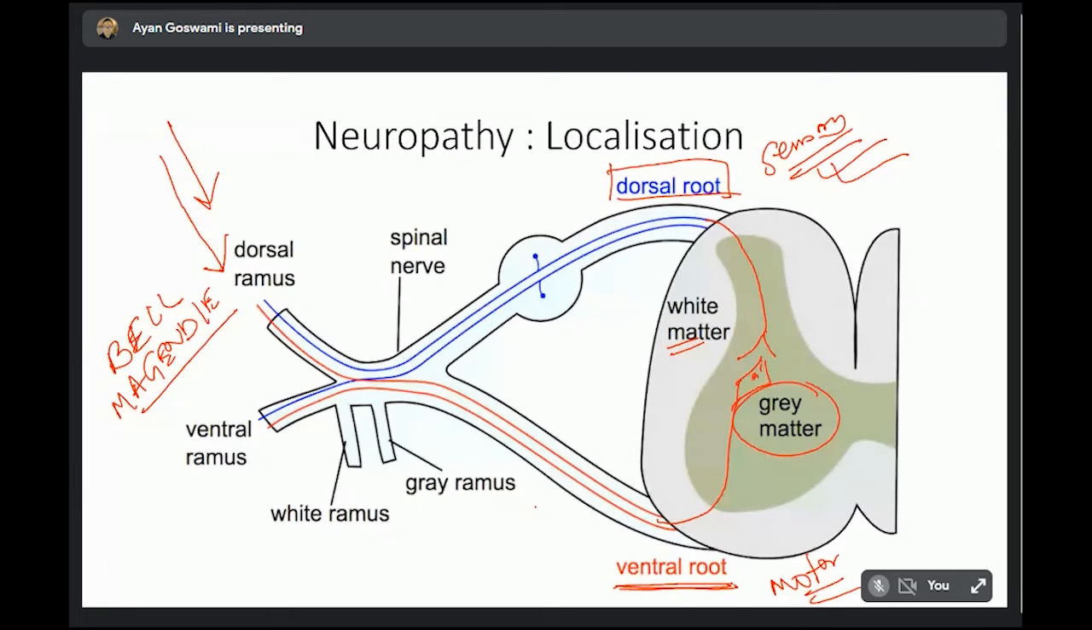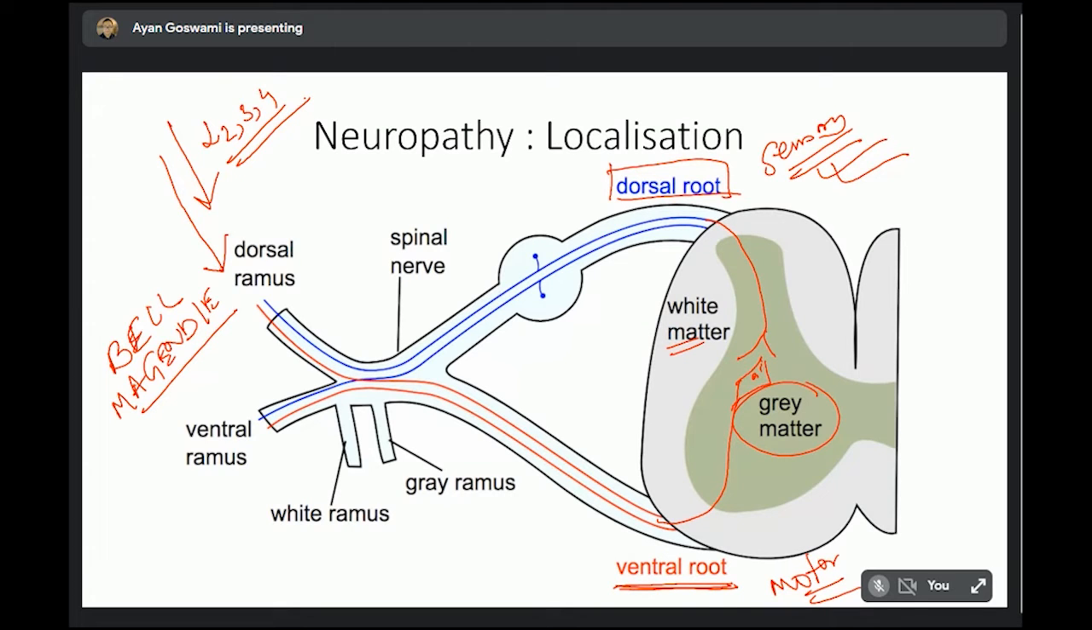And as a result, you see the jerk, right? In case of knee jerk, the root value is L2, 3, and 4, lumbar 2, 3, and 4. This is the root value of knee jerk. So this is just an example.